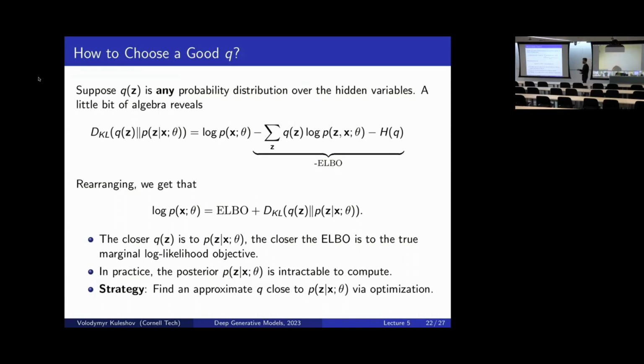Here X is just a fixed data point for now. We don't have a data set, we just have a single data point. Given the data point, there are these two well-defined distributions, Q of Z and P of Z given X, and the KL divergence between Q of Z and P of Z given X is precisely the gap between the ELBO and our maximum likelihood objective.